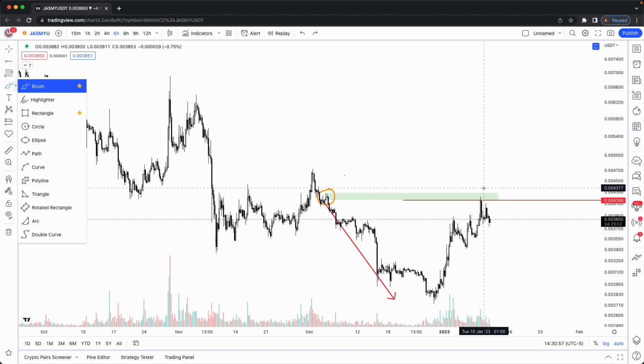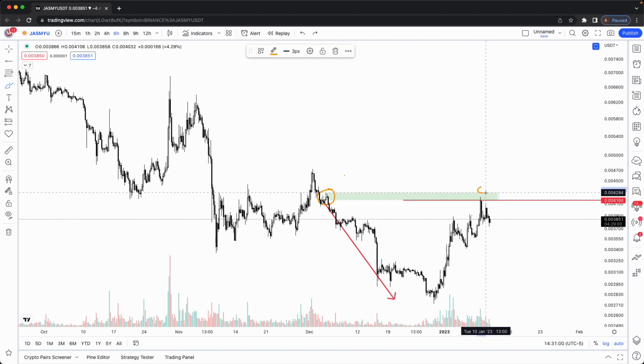But the order block will get invalidated if the price gets to the top of the order block and closes on the higher time frame, which is a 6 hours time frame, above the order block. That is when the order block gets invalidated, and the order block then becomes a breaker. So we will talk about breakers in the next video, but in this video we'll just keep it to the order blocks.